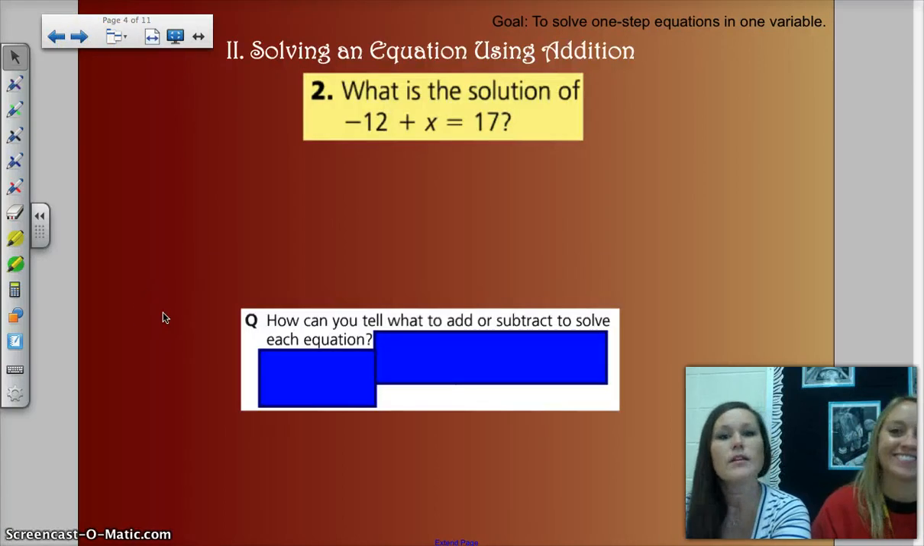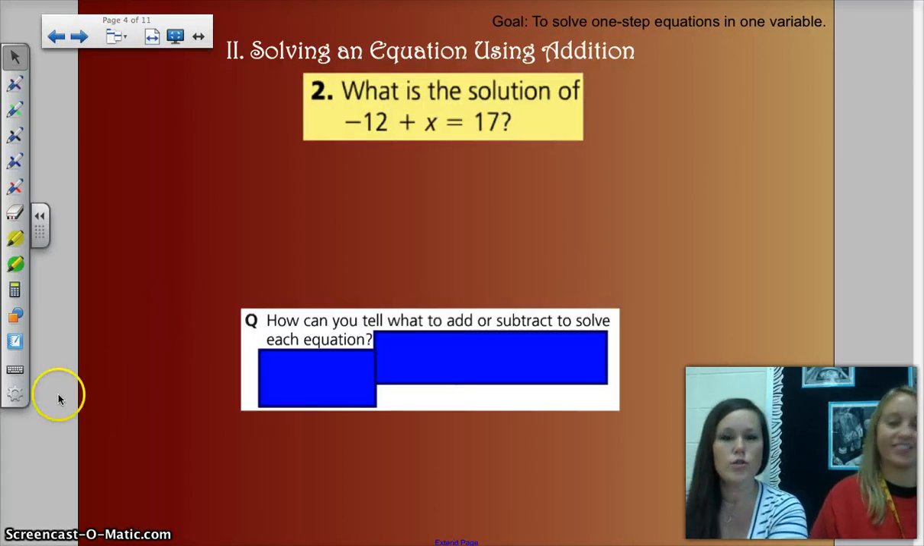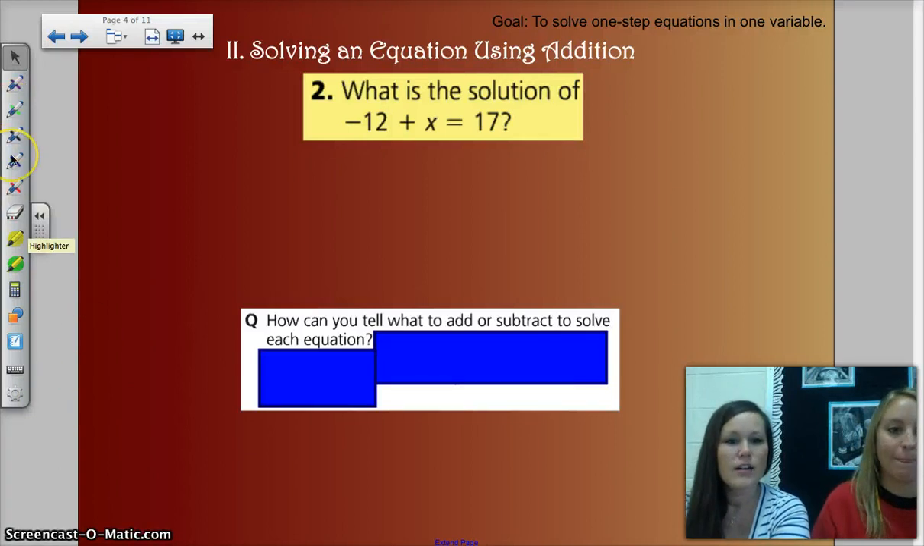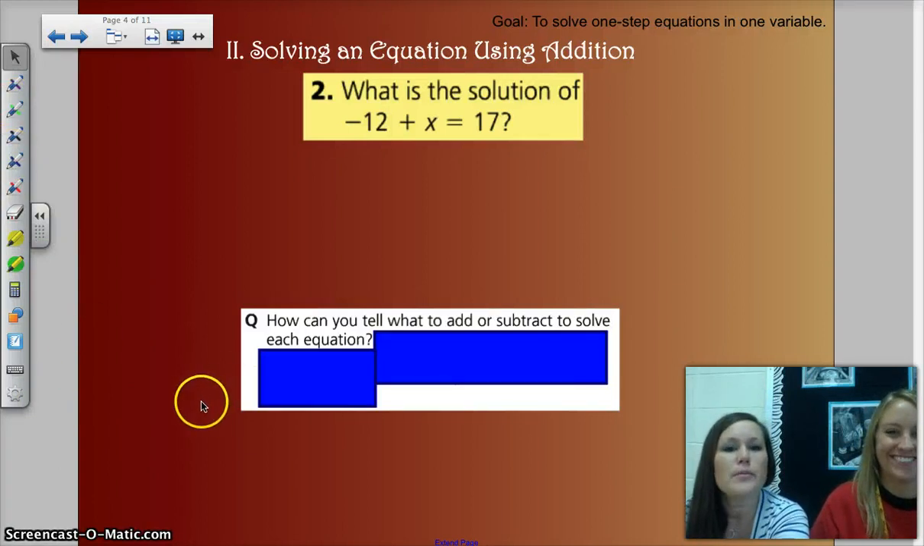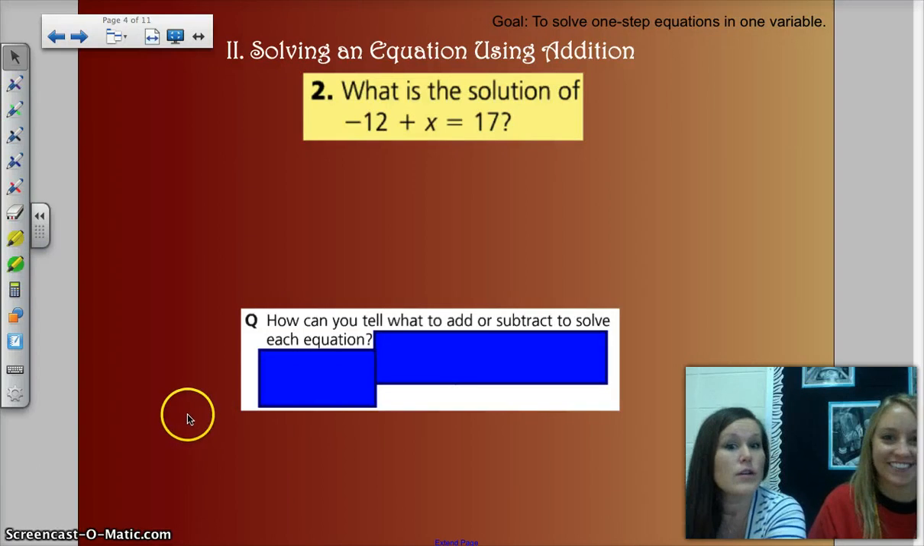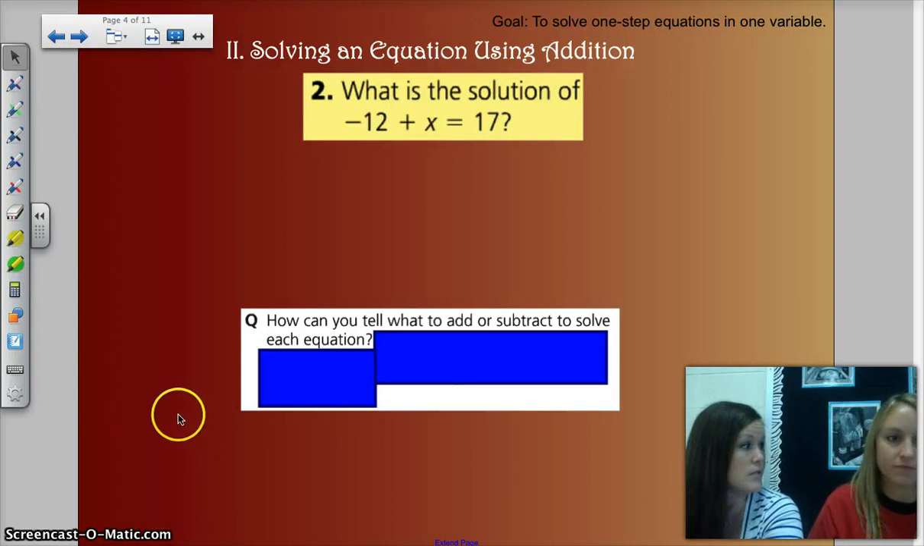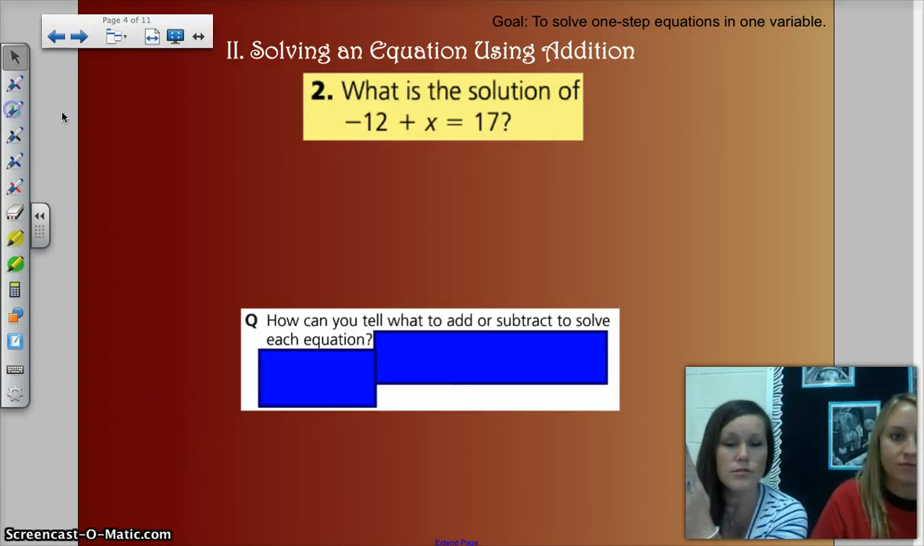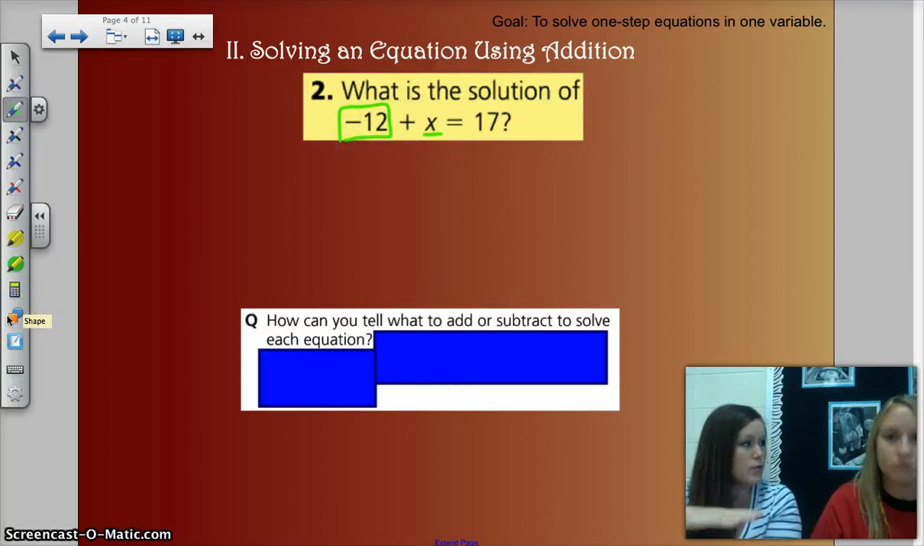Solving an equation using addition. What is the solution of this? Now we have negative 12 plus x equals 17. x needs to be all by its lonesome self. We got to get rid of that negative 12. So you ask yourself the same thing that we did before. How would you get that negative 12 to equal 0?